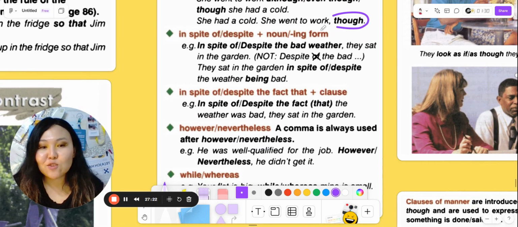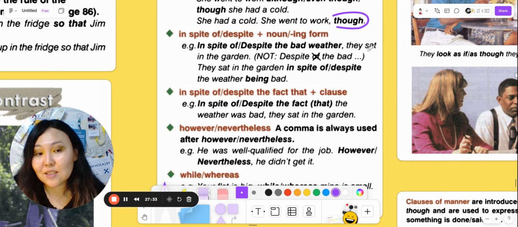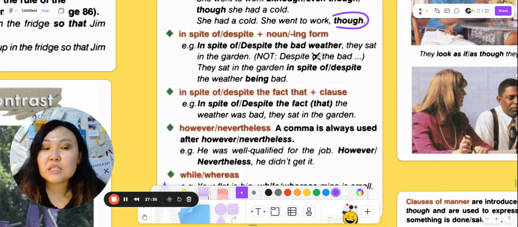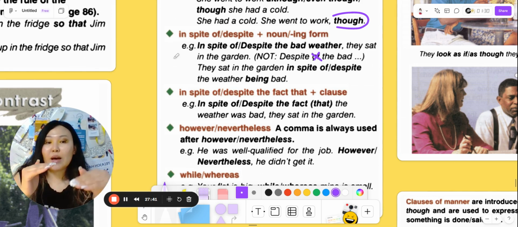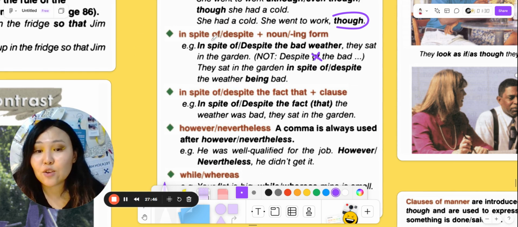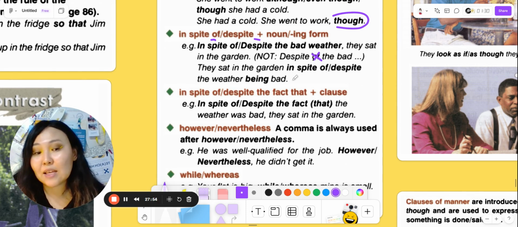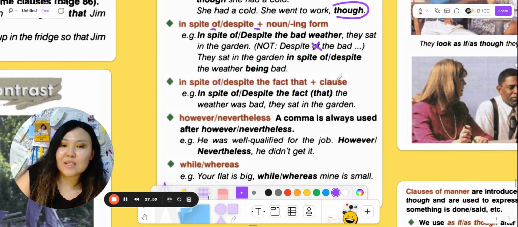Next one. In spite of, despite plus noun or ing form. In spite of the bad weather, they sat in the garden. Despite the bad weather, they sat in the garden. And yeah, despite isn't used with of, it's just used with the noun. Despite the bad weather, in spite of. This is the main difference between them. In spite of is usually with of, despite without of. They sat in the garden in spite of the weather being bad, or they sat in the garden despite the weather being bad.